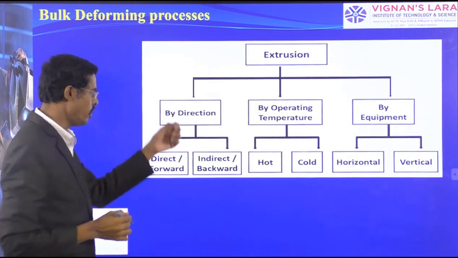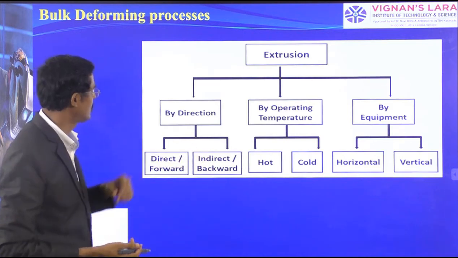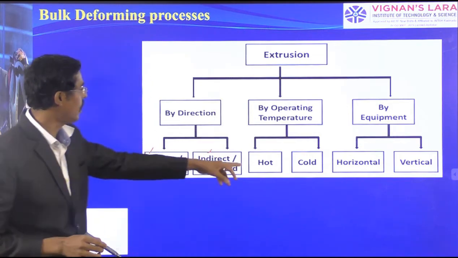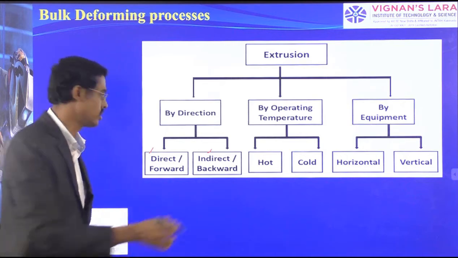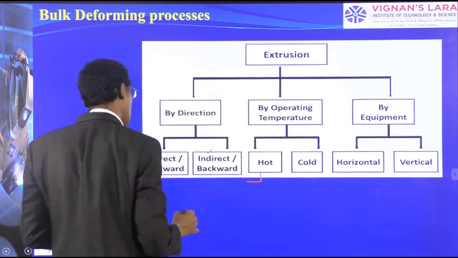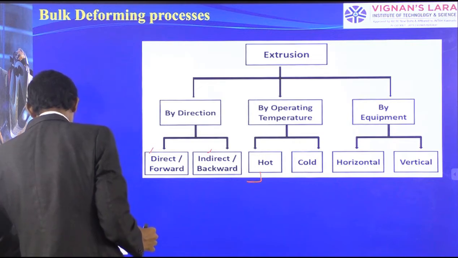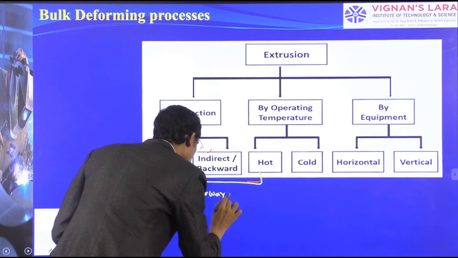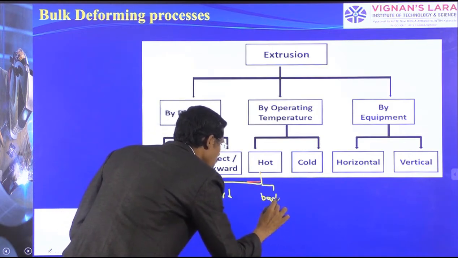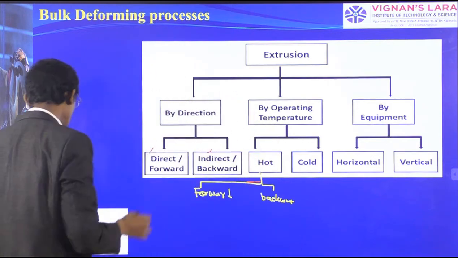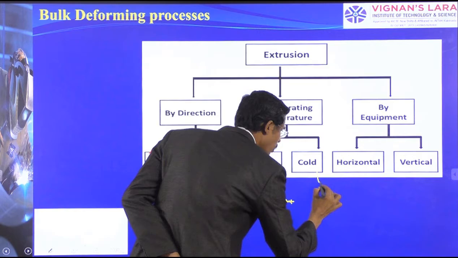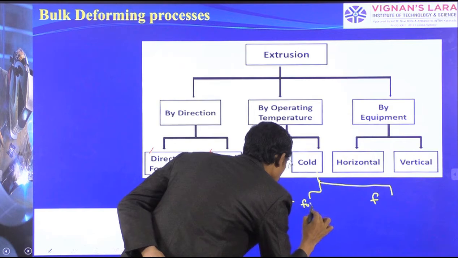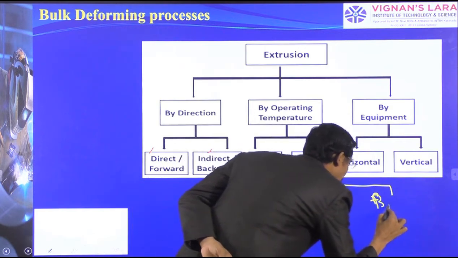Now, a few points I am adding here. We have seen what direct is and what indirect is. I am dividing hot and cold extrusions into some other classifications, you see. Hot can be divided as forward, otherwise as backward. Now, similarly, cold can be divided as forward, otherwise as backward.